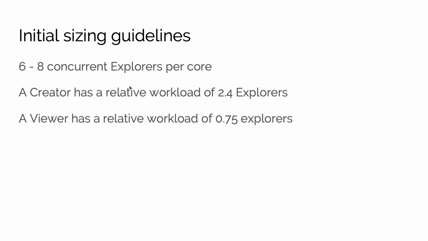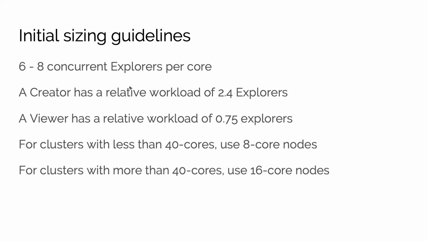Now, typically, we wouldn't recommend that you actually have a single server with all of those cores. For larger deployments, it would be impossible to acquire that kind of hardware. And actually, you're going to get better performance if you distribute Tableau Server across multiple nodes. So the official recommendation is that if you have clusters with a total of 40 or fewer cores, then you need to use 8 core nodes. And if you have clusters with more than 40 cores, then you would use 16 core nodes.